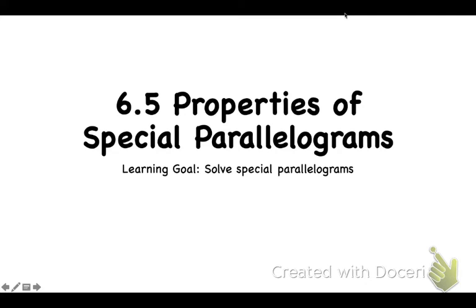Today we're doing 6-5, properties of special parallelograms. A parallelogram has two sets of congruent sides, yes? And it has two sets of parallel sides, yes? All of the angles add up to be 360 interior, right? So there are things we already know about these that I'm not going to bring up, so don't forget them. Make sense? Okay, so let's go.